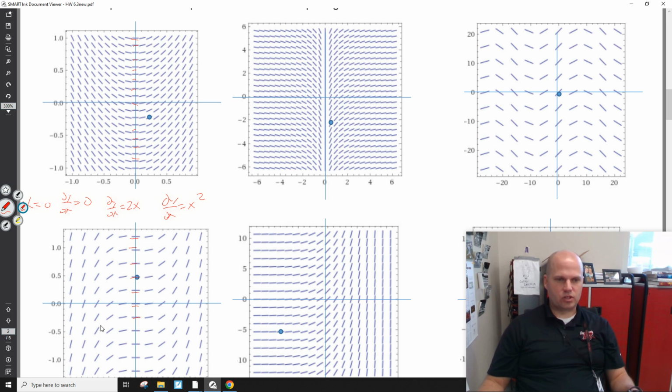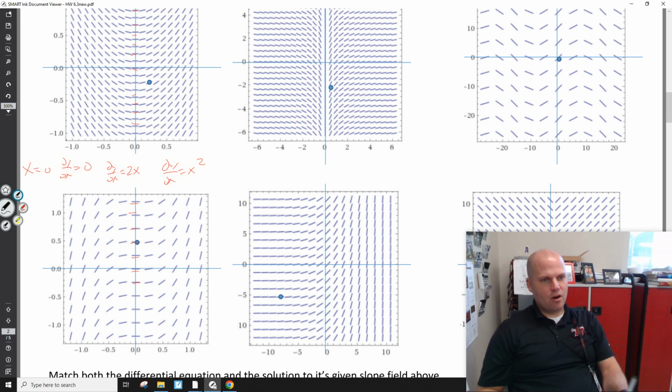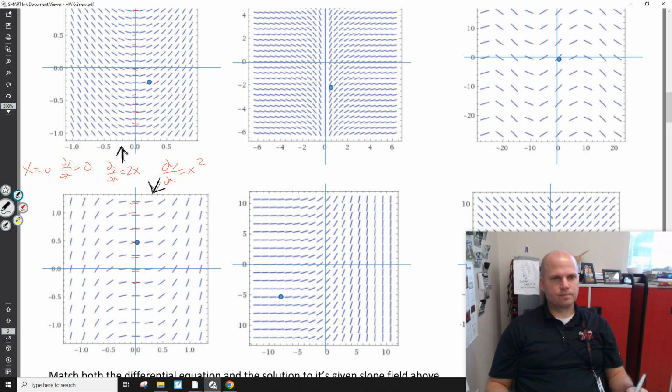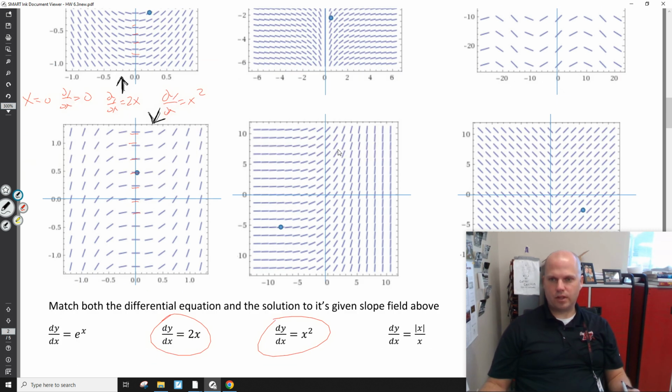You notice all of these slopes are positive or 0. These slopes could be negatives or positives. That's how I know 2x must create that slope field. x squared must create this slope field. Cool? This is kind of how we work with things.